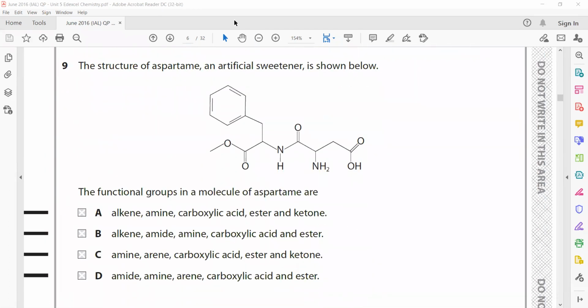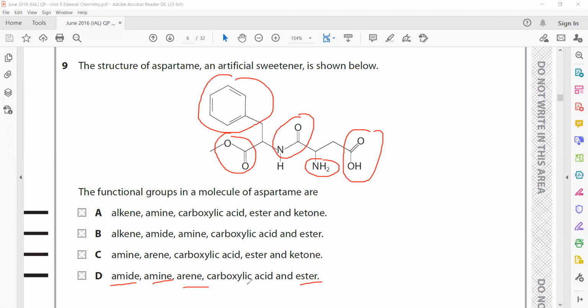The structure of aspartame, an artificial sweetener, is given below. The functional groups in the molecule are: we have C double bonded with O, so an ester is there. We have C double bonded with O and N, so an amide is there. We have C and NH2, so an amine is there, and we have a benzene ring, so an arene is there, and we have C double bonded with OH, a carboxylic acid. So D is the right answer.